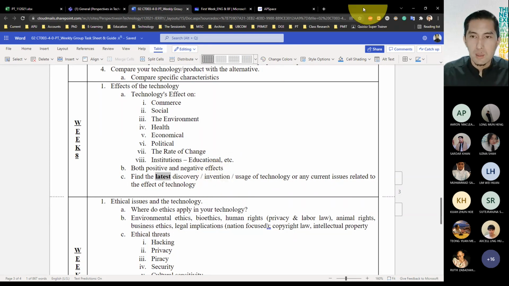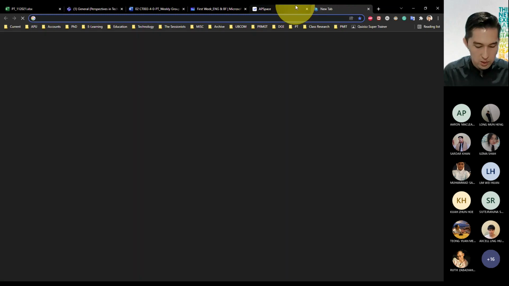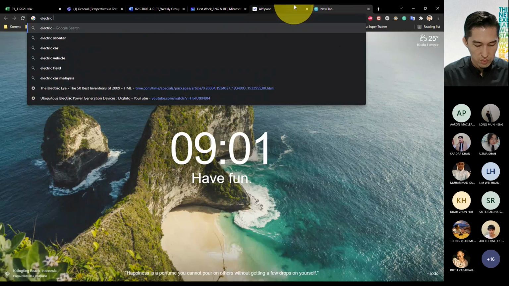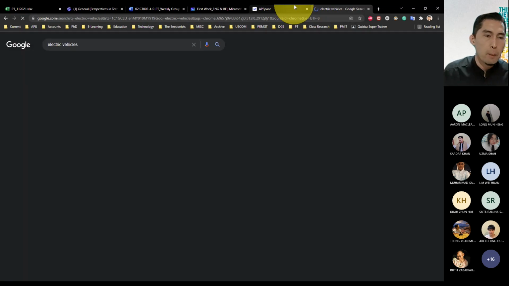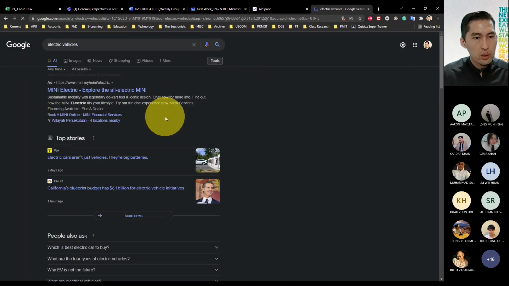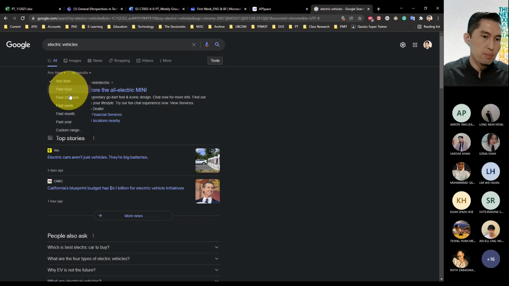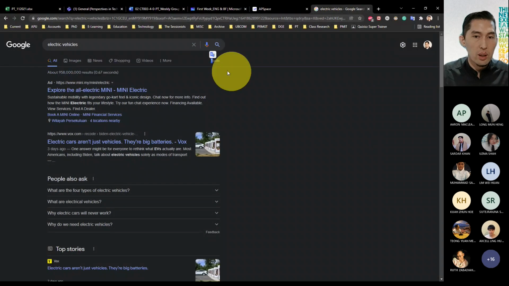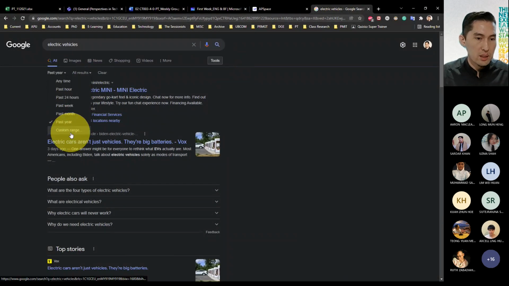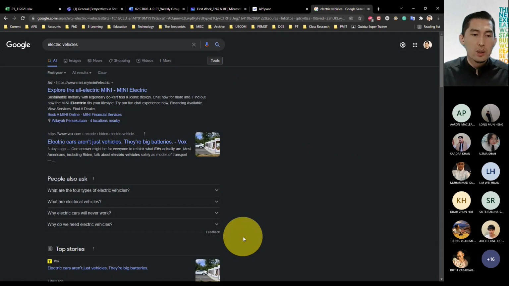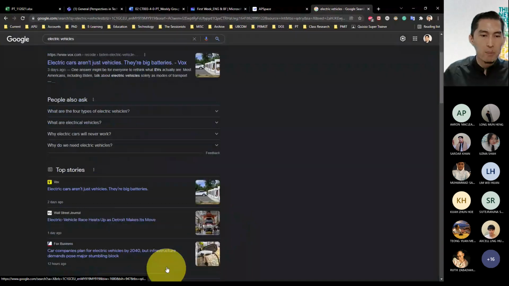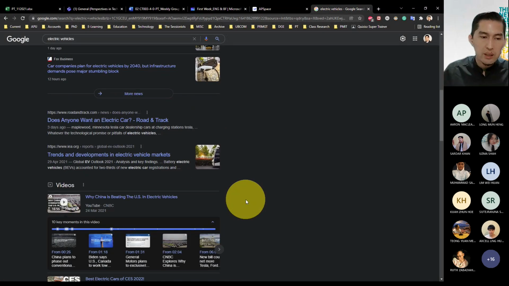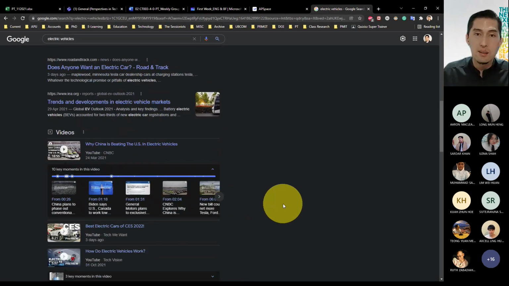I'm quite sure all of you have used it before. If you just do a simple Google search, and let's say electric vehicles, and you go to tools and click on time, you can go into the past year, or obviously you can even use a customized range. Once I go into this, whatever information you are searching for will be limited to things that were only seen in the past year.